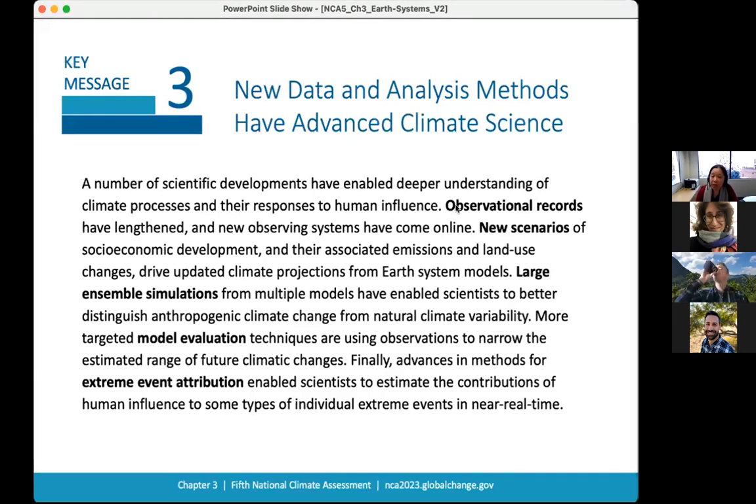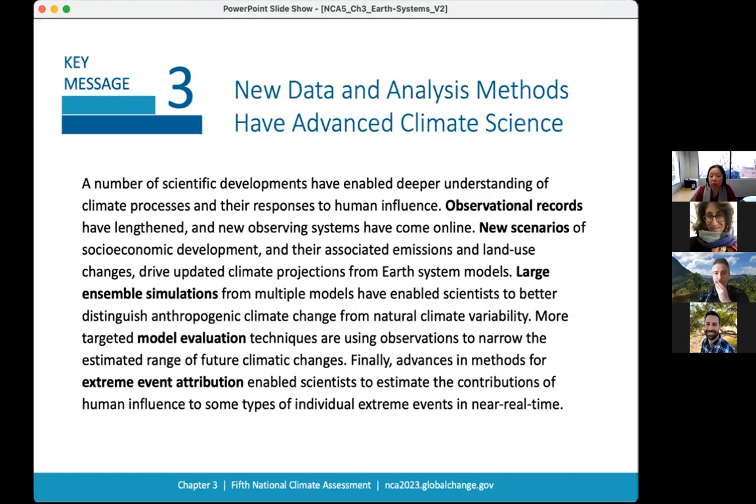So the first one is observational records. Observational records have lengthened over time as data keep accumulating, and then new observing systems have come online. So here we are talking about the continuing measurements collected by, for example, instruments on satellites, or also ground-based measurements.